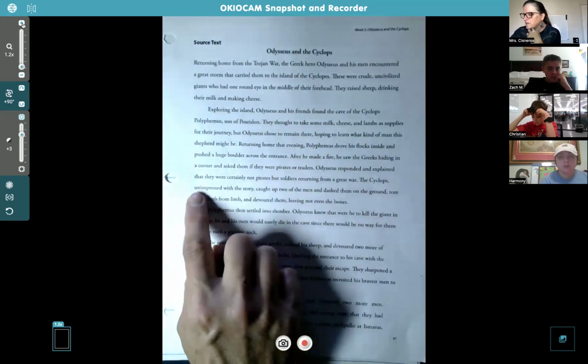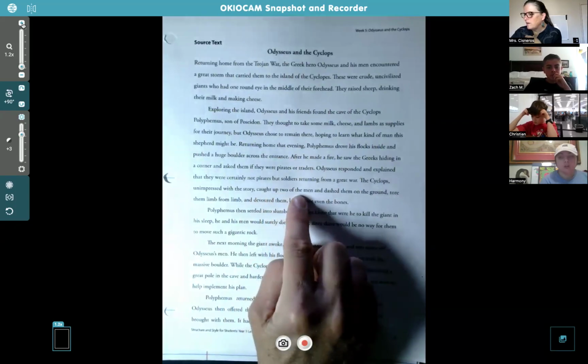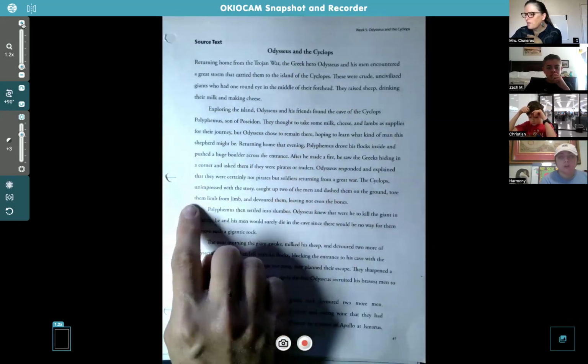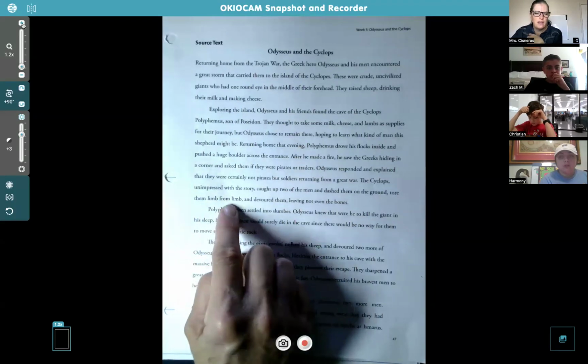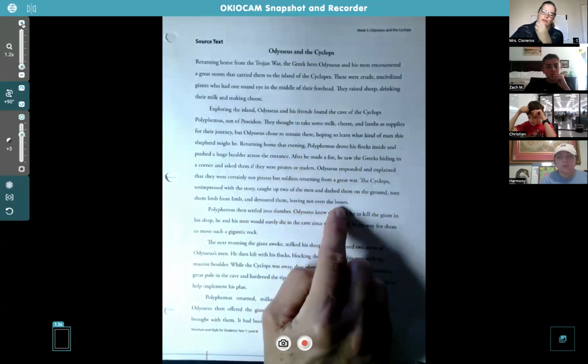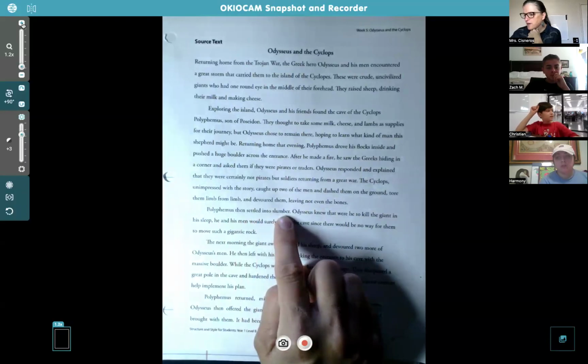The Cyclops, unimpressed with their story, caught up 2 of the men and dashed them on the ground, tore them limb from limb, and devoured them, leaving not even the bones. Okay, so gory. That's a little warning right there. Remember, fake. This is all pretend. Polyphemus then settled into slumber. That means he went to sleep.